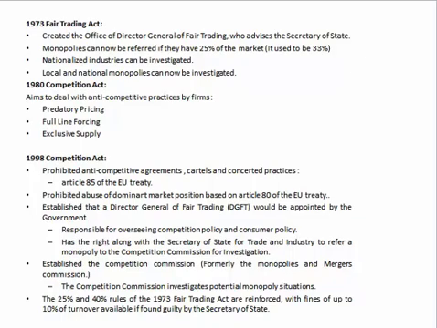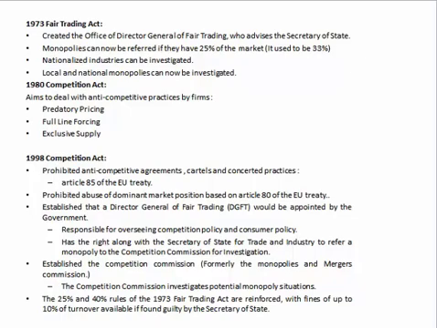The 1998 Competition Act. This act prohibited anti-competitive agreements, cartels and concerted practices based on Article 85 of the EU Treaty. It prohibited abuse of dominant market position based on Article 86 of the EU Treaty. It established that a Director General of Fair Trading, the DGFT, would be appointed by the government. The DGFT is responsible for overseeing competition policy and consumer policy.